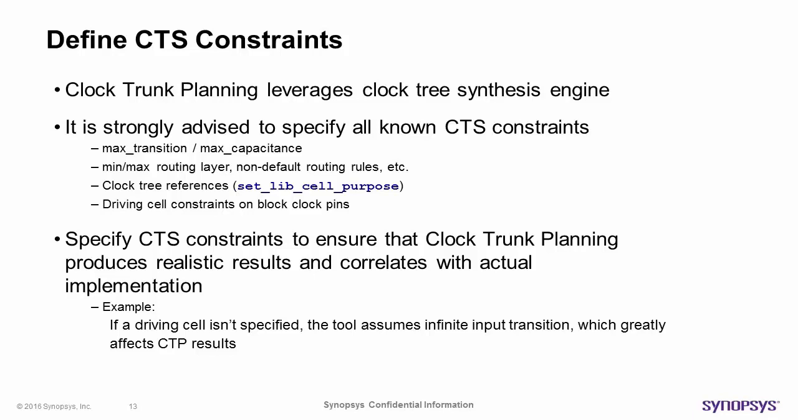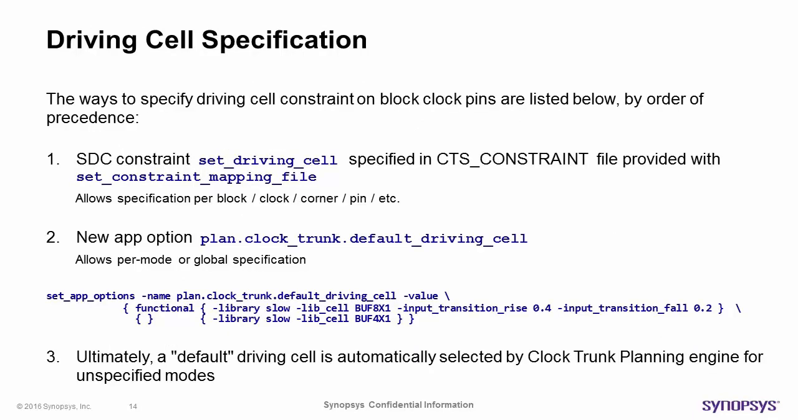Specify CTS constraints to ensure that the clock trunk planning produces realistic results and correlates with actual implementation. For example, if a driving cell isn't specified, the tool will assume infinity input transition, which greatly affects clock trunk planning results. Why do we want to specify driving cell? This is because the QoR of clock trunk synthesized with driving cell is better than the QoR of clock trunk synthesized without driving cell. The ways to specify driving cell constraints on block clock pins are listed below.